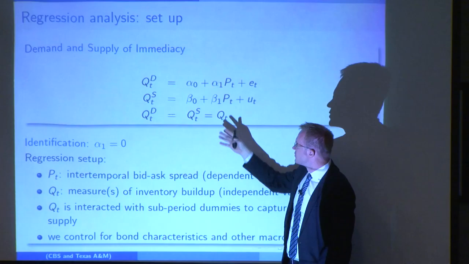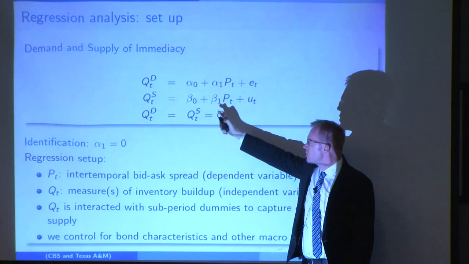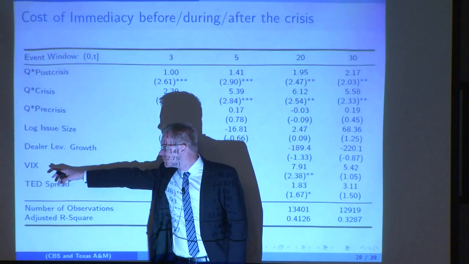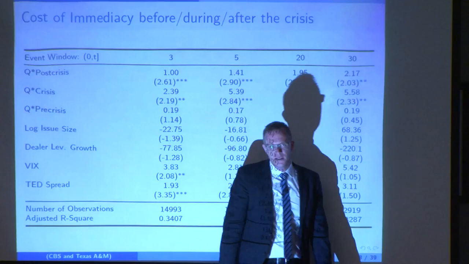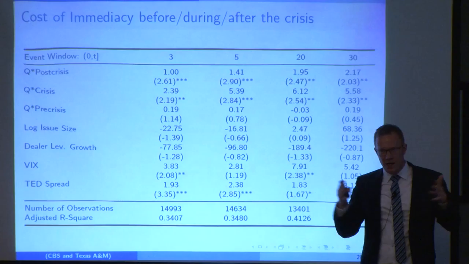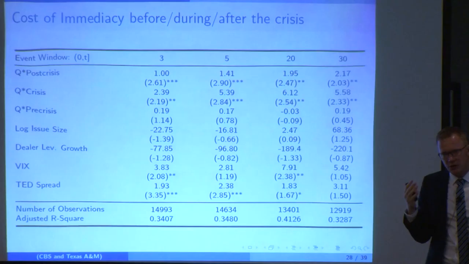So what we do here is we take this return and regress it on the supply of immediacy. And this is what we get. There are some other controls over here, something like how constrained the dealers are, VIX index, dealer leverage growth, TED spread. And then we have this up here, which is how much immediacy these dealers supplied. So before the crisis, whenever they supplied immediacy, they didn't increase their returns. During the crisis and after the crisis, if you want to get more immediacy, if you want to transact more with these dealers, use their inventory, you have to pay for it. So now it costs you a lot to use the dealer's inventory.